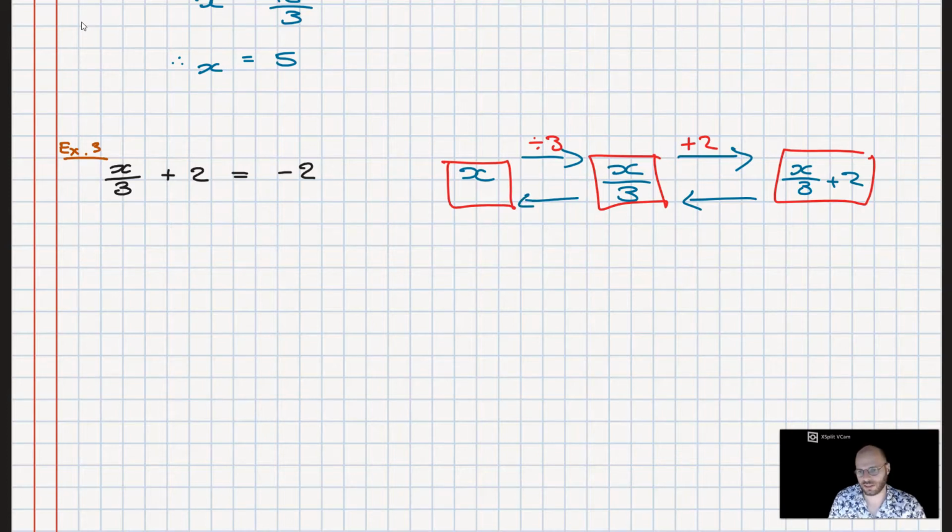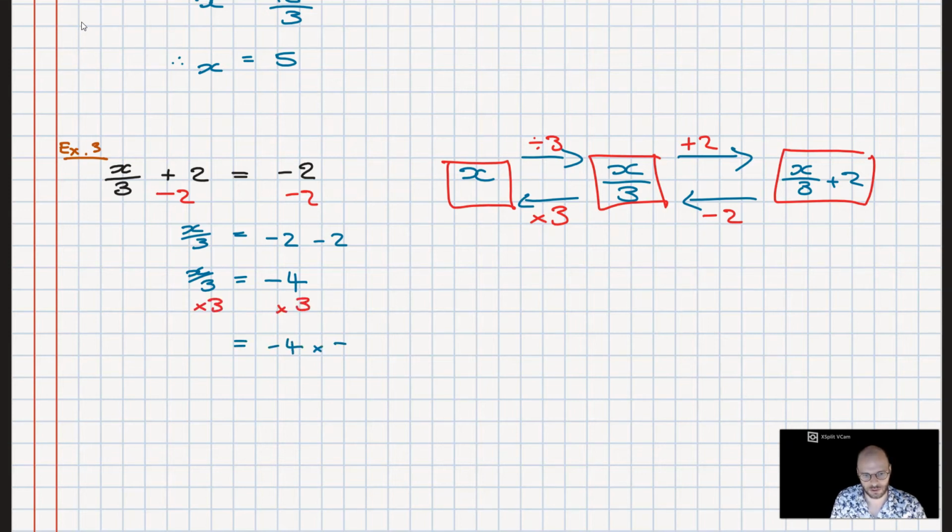Well, first thing we need to do is the opposite to plus 2, which is take 2. And then opposite to divide by 3, which is times 3. So we're going to go take 2 from both sides. That will give us minus 2 take 2. Then that will give us x divided by 3 on the left, and minus 4 on the right. Then we're going to times 3, to give us minus 4 times 3, and simply x on the left. And then finally, minus 4 times 3, well, that's just minus 12.